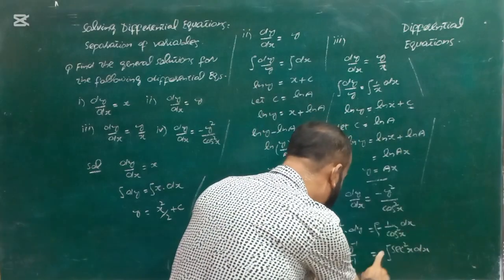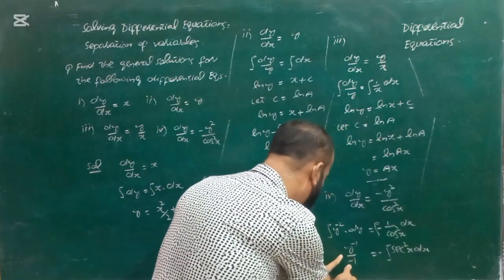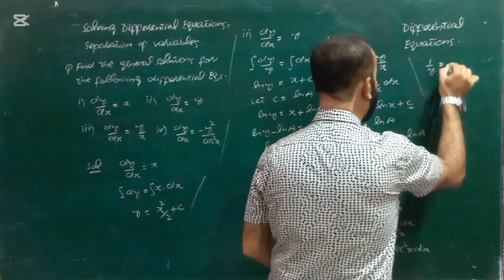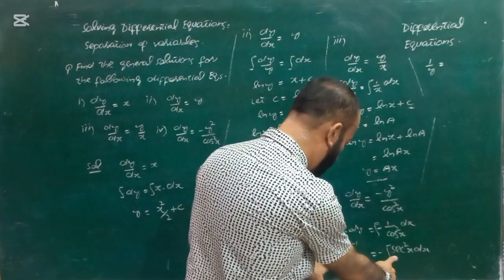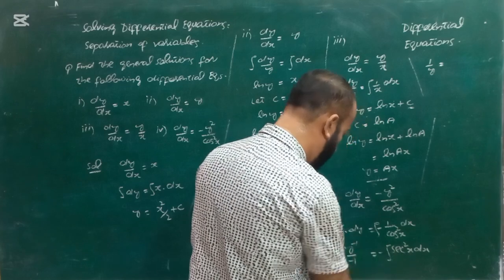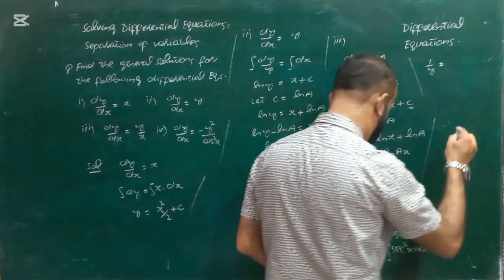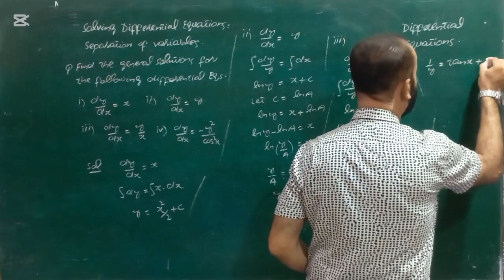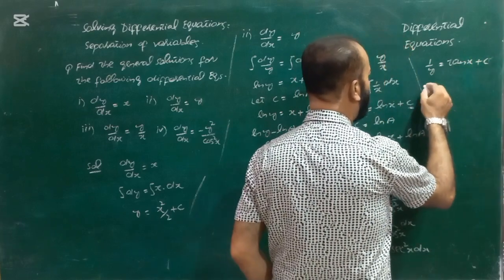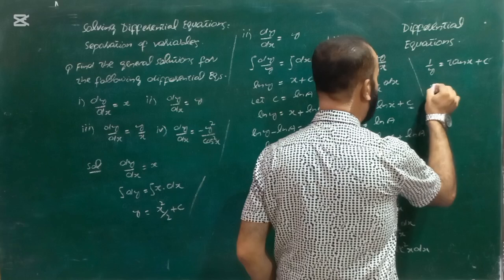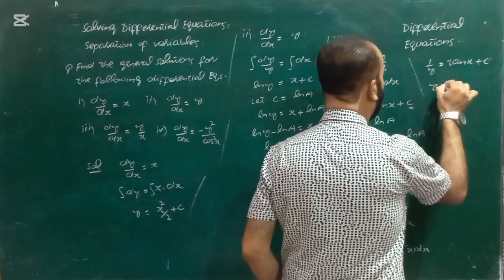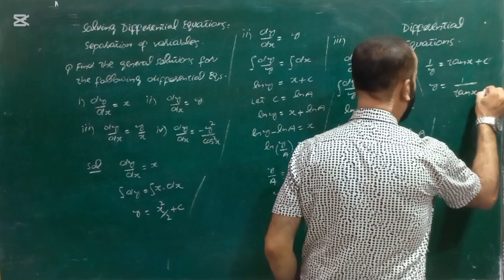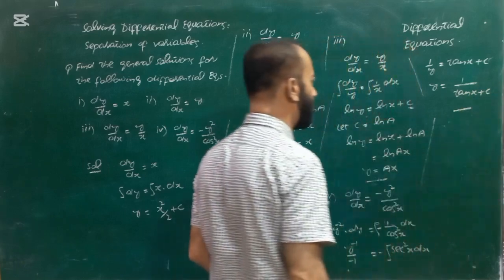The minus sign will be cancelled on both sides, so on the left hand side it will become 1 over y, and on the right hand side the integral of secant square is tan x, and plus c is still there. So expressing y in terms of x, y is equal to 1 over tan x plus c. So this is the answer.